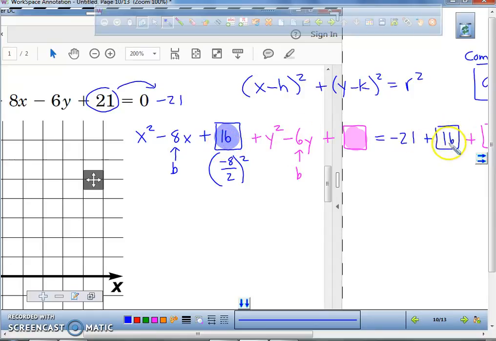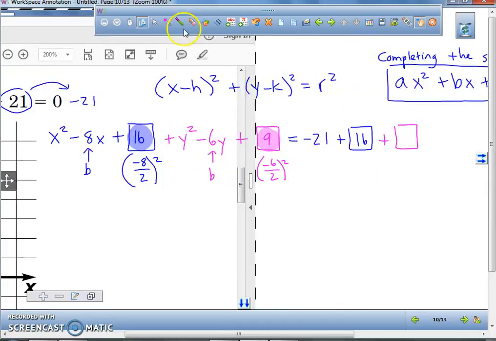Now, what number do you think I'm going to put right here in this spot? A 9. A 9 is correct, because if you take half of negative 6, that's negative 3. Negative 3 squared is a 9. So once again, just take negative 6 divided by 2 and square it. If you put a 9 here, you also have to put a 9 right there. Okay? So let's see what we have now.